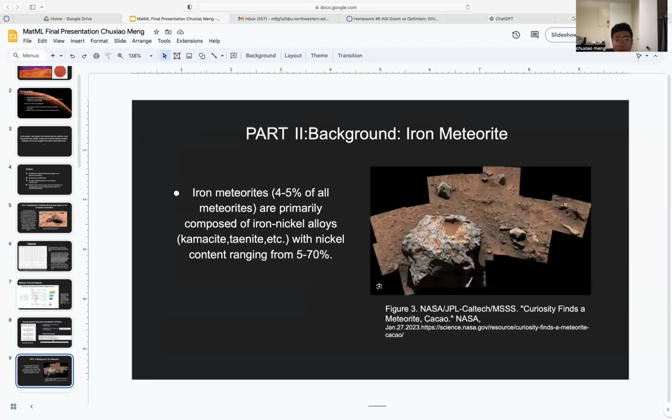So part two is about the background on iron meteorites. Iron meteorites take up 4 to 5% of all meteorites and are primarily composed of iron-nickel alloys. Among them, the nickel content usually ranges from 5% to 70%.